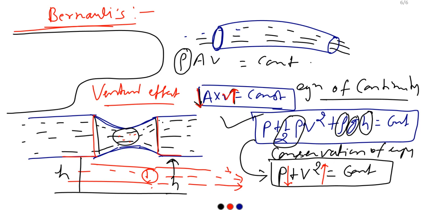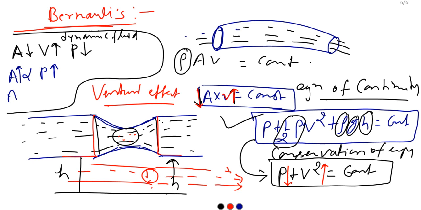What does it mean exactly in a dynamic fluid? Remember, for a dynamic fluid, what will happen if we are decreasing the area? Velocity is increasing at that particular point, and when velocity is increasing, the pressure is decreasing at that particular point. So we can say area is directly proportional to pressure. That means if we are increasing the area, the pressure is increasing, and if we are decreasing the area, the pressure is decreasing.